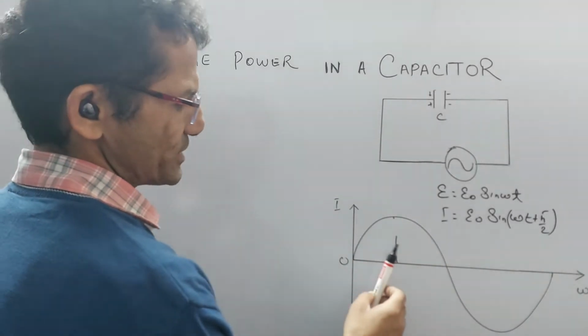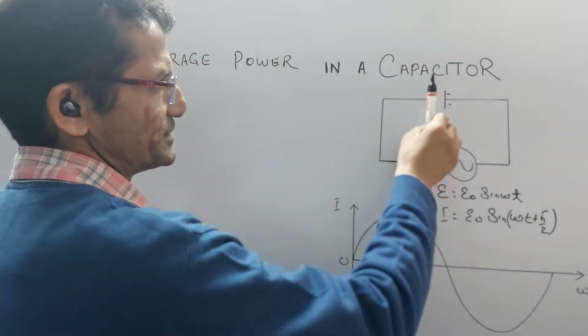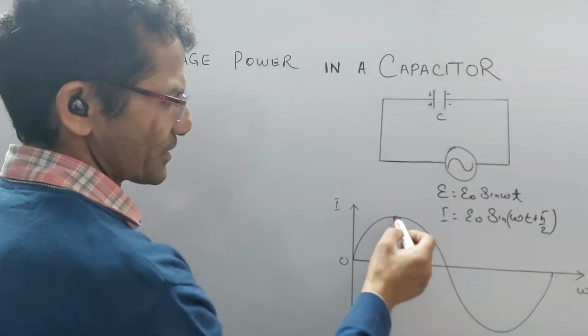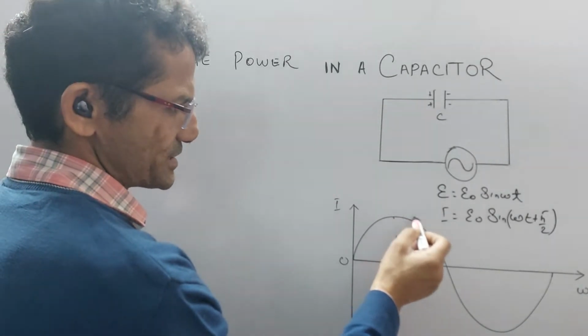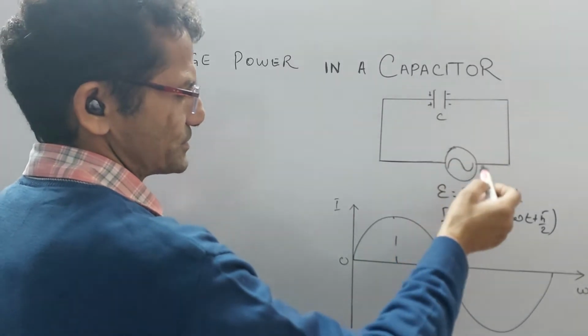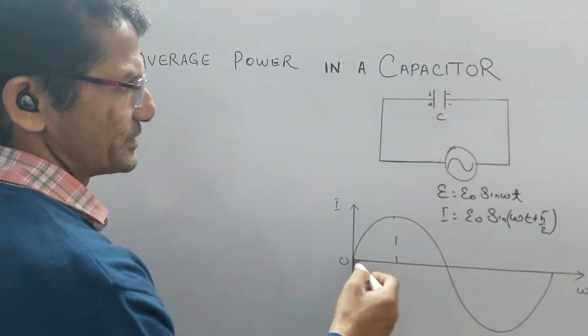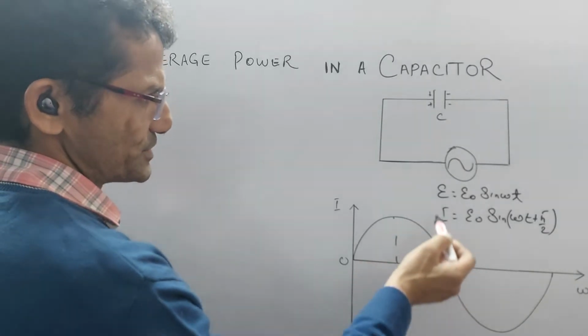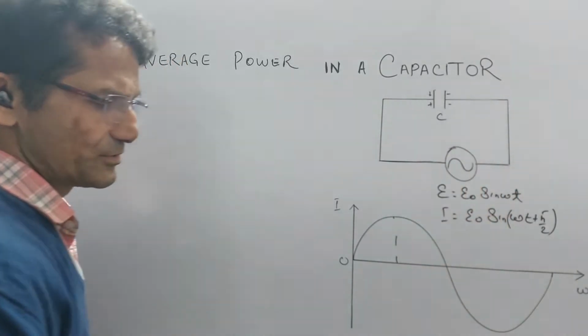In the first quarter, suppose it is fully charged. In the second quarter, the charge is transferred back to the source. This is our source. In the first half, the capacitor plate got the charge. In the second half, when it discharged, the charge goes back to our source.